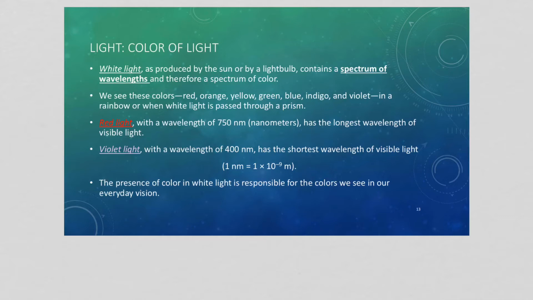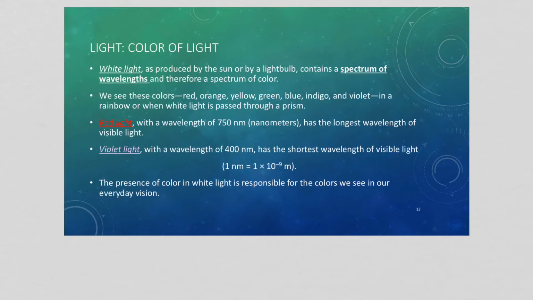Well, first, white light, this is light that might be produced by the sun or certain types of light bulbs, contains a spectrum of wavelengths and therefore a spectrum of colors. Another way to view this is that we're seeing all the colors all at once, and our brain interprets that as white light. So when all of those wavelengths come into our eyes at once, the brain says that's white light. That white light is made up of a spectrum of colors or a spectrum of wavelengths.